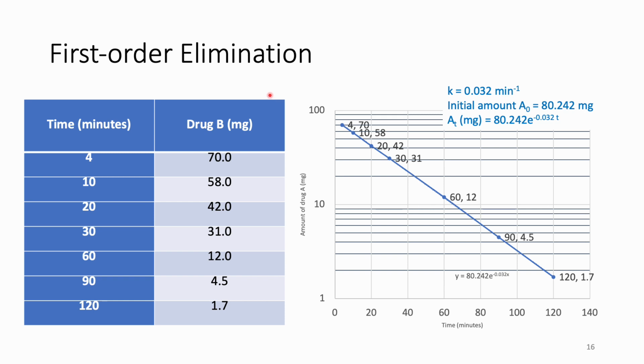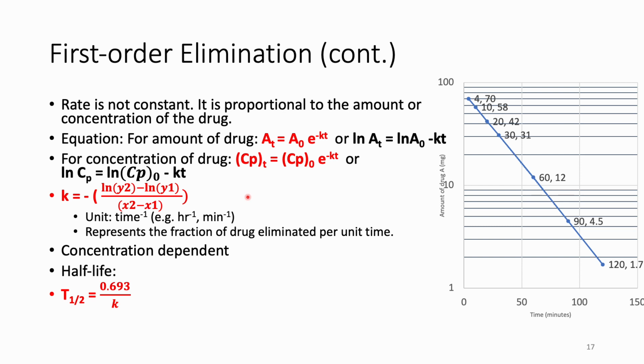This is the data set of the drug amount in the plasma versus time. At 4 minutes, the drug quantified is 70 milligrams, at 10 minutes, 58 milligrams of drug in the plasma, and so on. So from this, we can calculate the parameters using manual calculation or using Excel. And before we go to the calculation, let's review some basics, or some summary, about first order elimination kinetics.